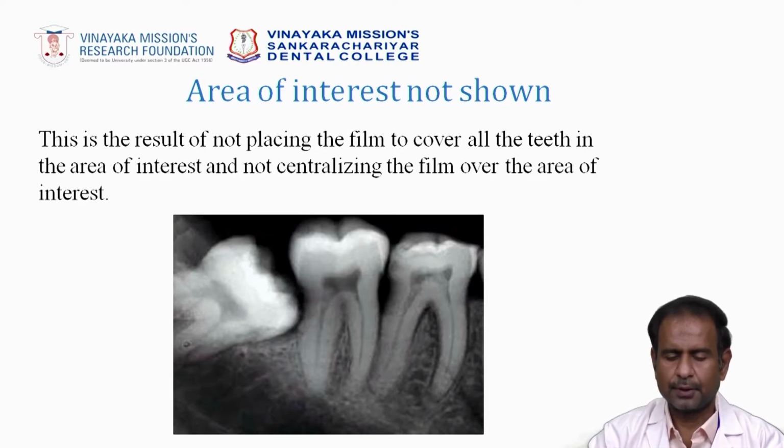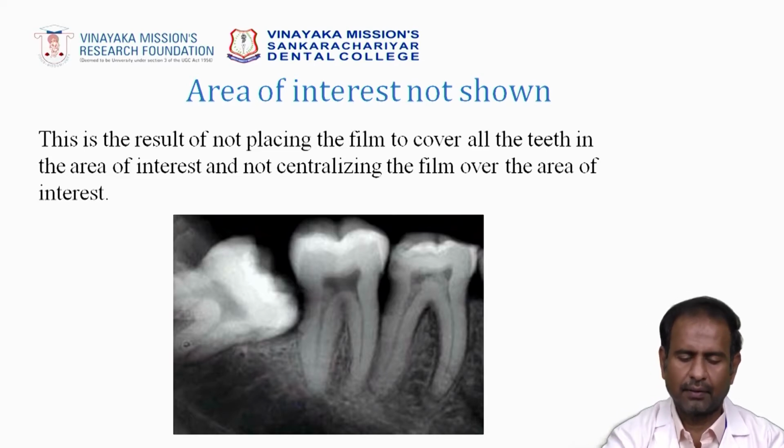Suppose in this picture we need to see an impacted third molar clearly, but the film placement is not correct. The film is not extended entirely distal to the third molar, so the distal side of the third molar is cut off, but we need that area. So the film placement is very important. This error occurs during the placement of the film.